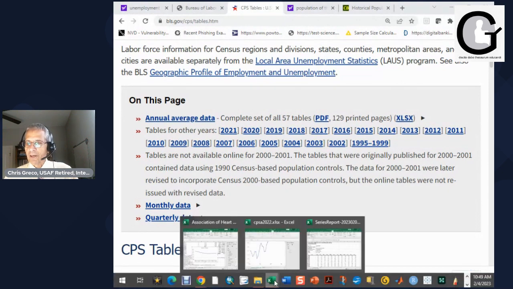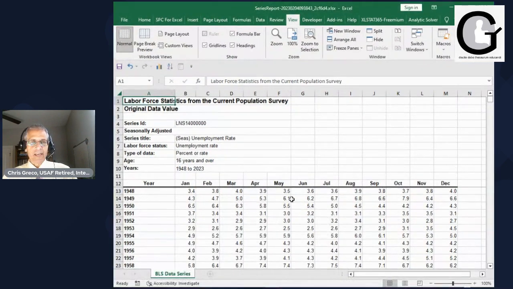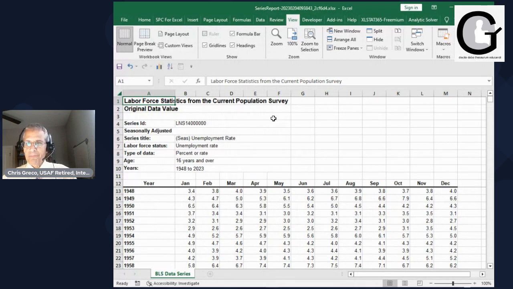So I'm going to go to the area here, the series report, and let's take a look at it. This is the Bureau of Labor Statistics download report, which gives you a series ID and everything. It's really nice. Unemployment rate, type of data, percent of rate, 16 years and older, 1948 to 2023. So I took a look at that and I said, well, in 1948 we had 3.4% in January. This is January only, folks.